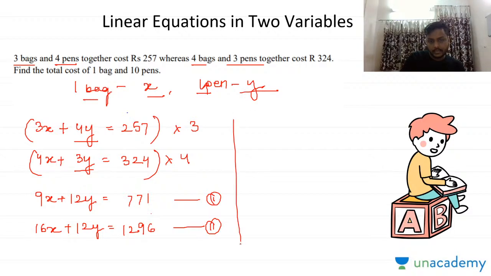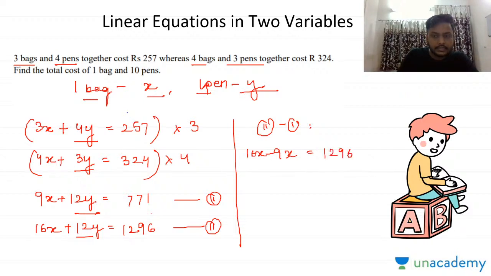So here I'm writing that I'm doing second minus first. When I subtract my first equation from the second equation, understand, guys, I will be having 16x minus 9x and plus 12y minus 12y, because this is the same. 12y will be cancelled, so there will be 0. On the right hand side you have 1296 minus 771, correct?